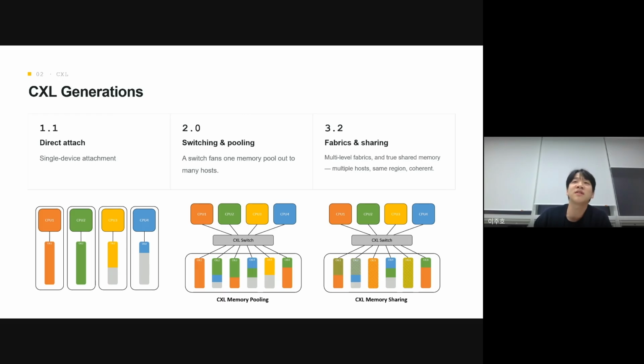So multiple hosts can access the same region on the device, and the cache coherence can be kept correctly. Okay, but in practice, CXL 2.0 is what's commercially available today. As far as I know, there's no commercial server or switch that supports CXL 3.0. But even on the CXL 2.0 generation, memory sharing is practically possible.